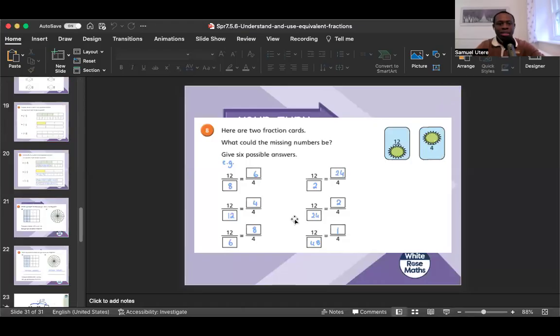And that brings us to the end of our lesson. So far you have learned the concept of equivalent fractions, and it's a very important concept that you can use in other aspects of maths.